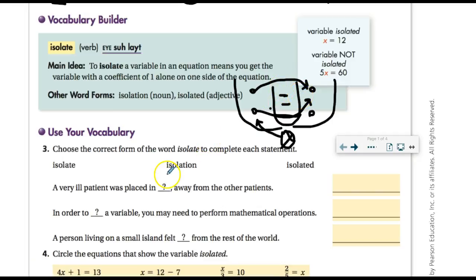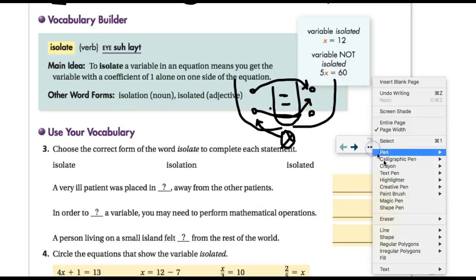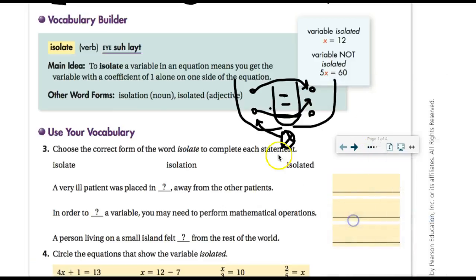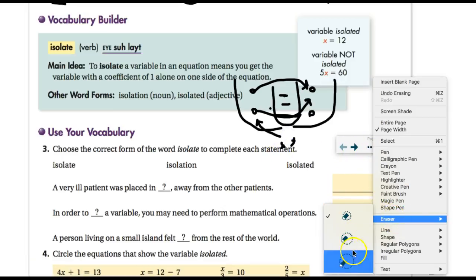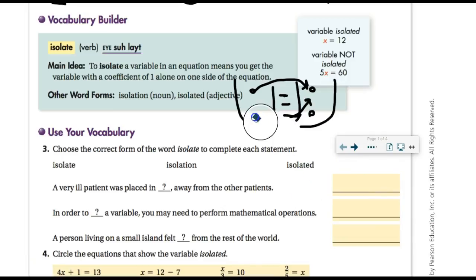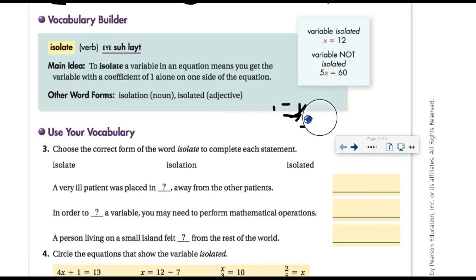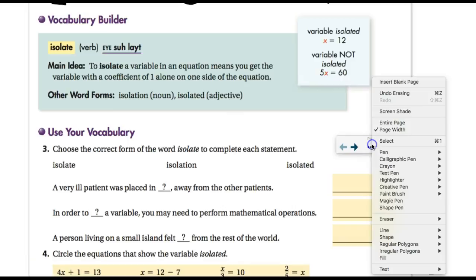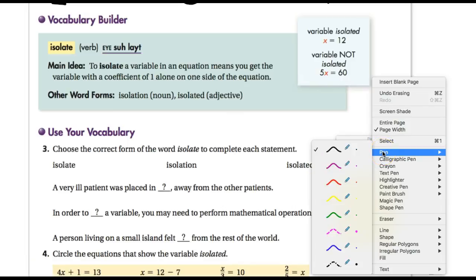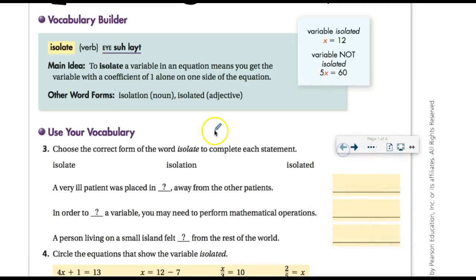So I don't know if that helps in terms of a visual picture. Hopefully you appreciate the basketball reference, if nothing else. And that being said, we can kind of move on. I'm going to need a bigger eraser than that, aren't I? So at any rate, what we're looking at here is the word isolate. It does have different forms, and we're going to kind of digest the different forms here.